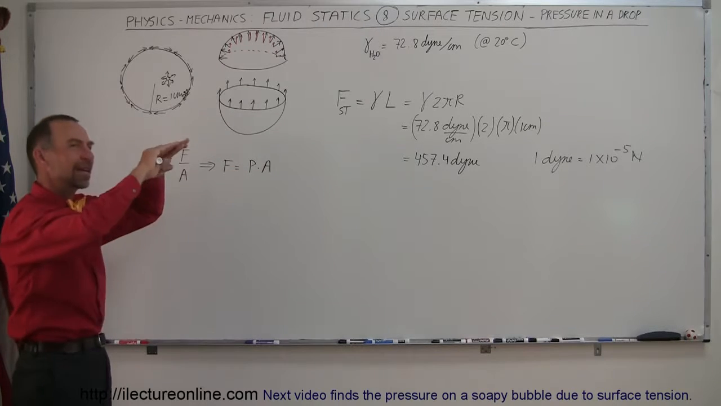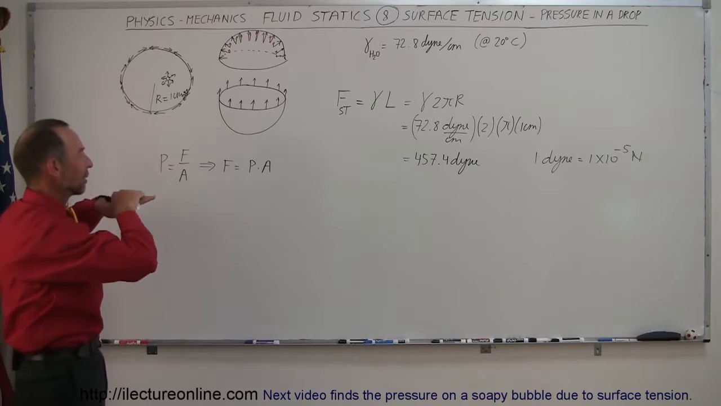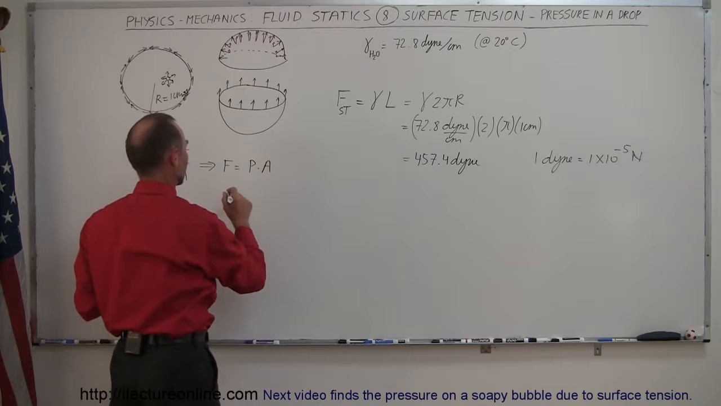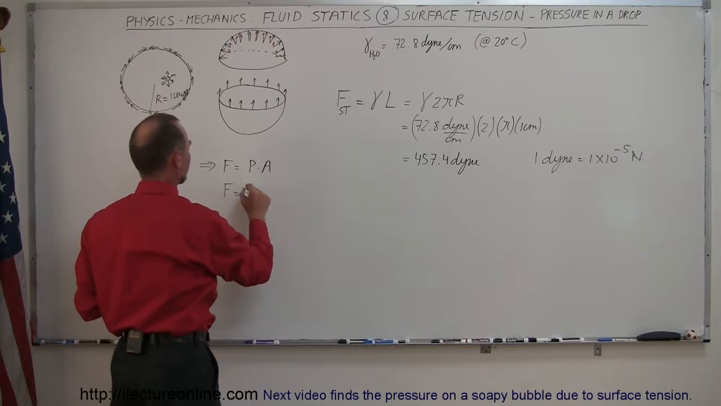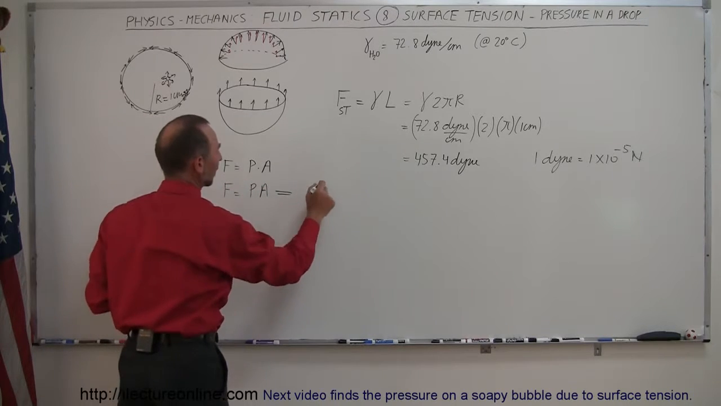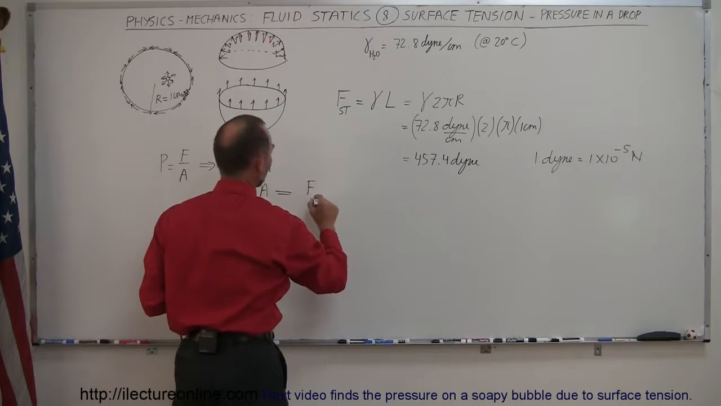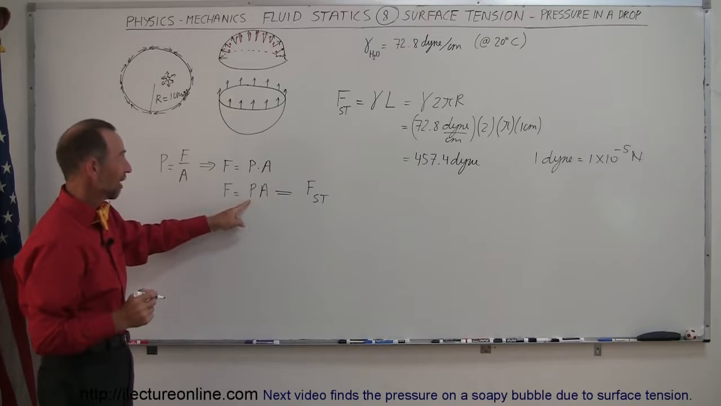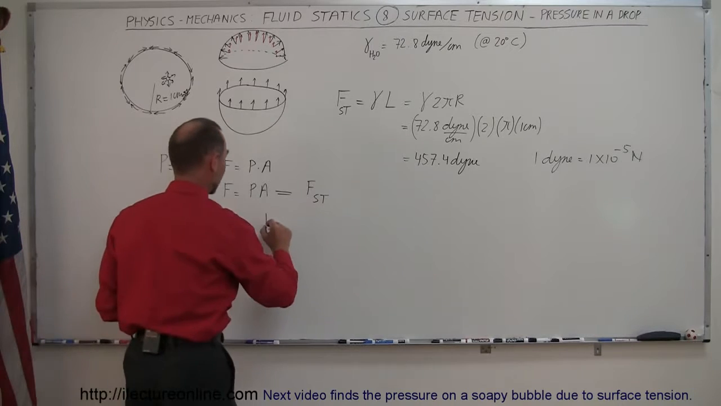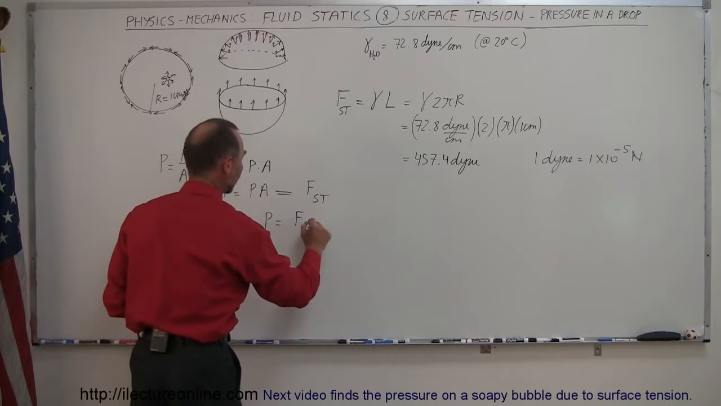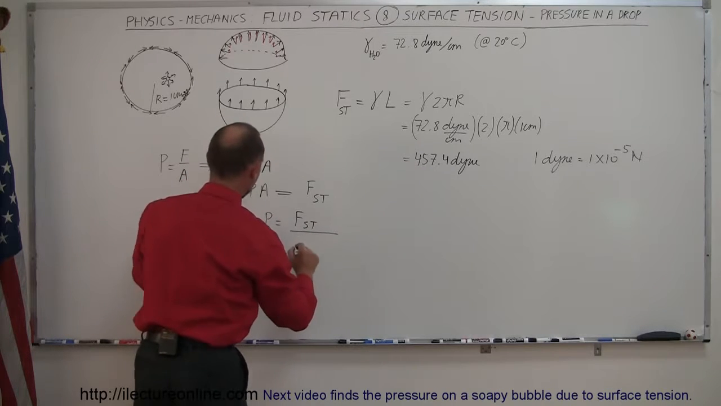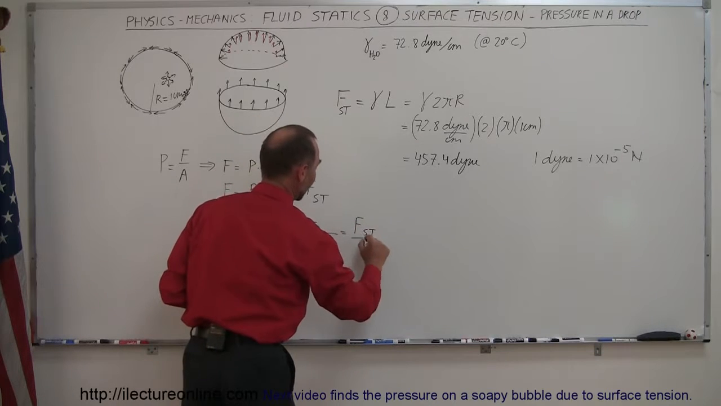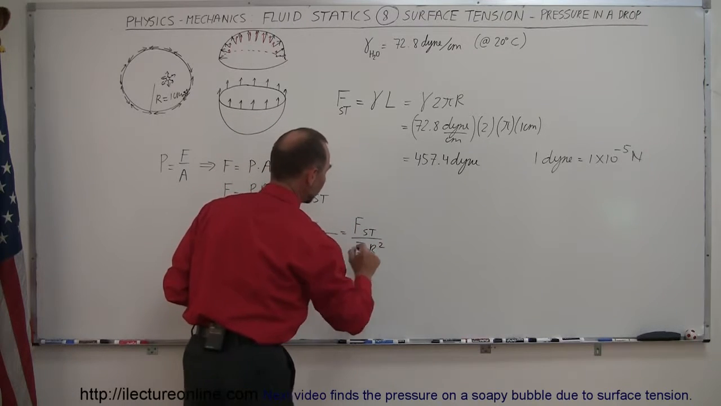So instead of taking the area of the hemisphere, I take the area of the cross-sectional cut. So I will then calculate this equal right here. The force is equal to pressure times area, and we're going to set that equal to the force of the surface tension. Then all I have to do is find the pressure by dividing both sides by the cross-sectional area. So pressure is equal to the force of the surface tension, which we calculated over there, divided by the cross-sectional area. Of course, that's the force of the surface tension divided by pi r squared.